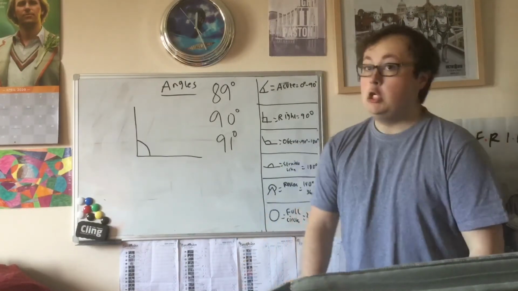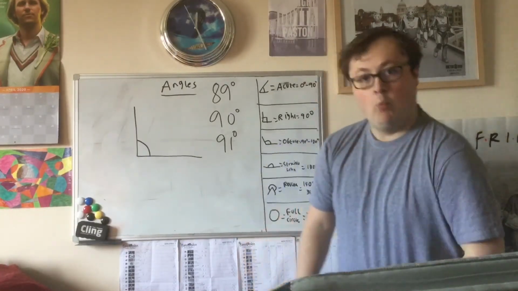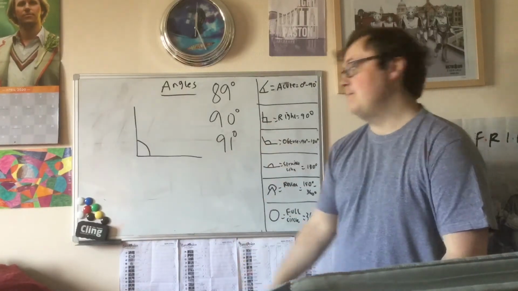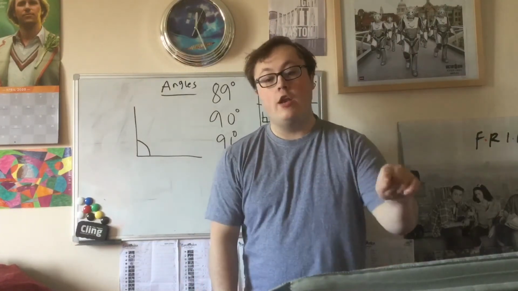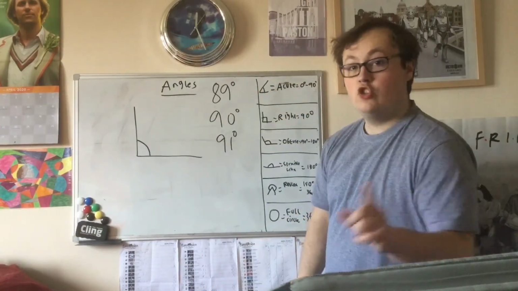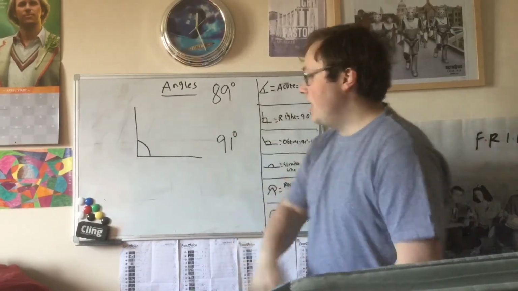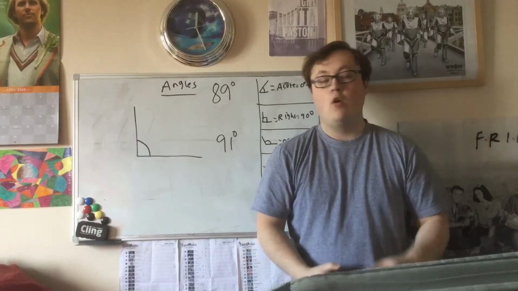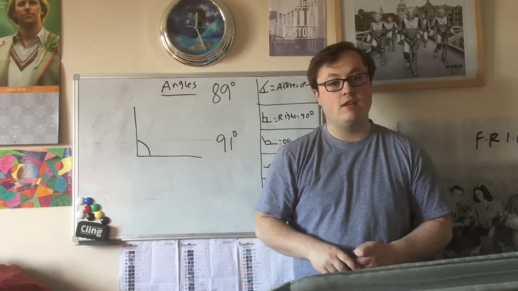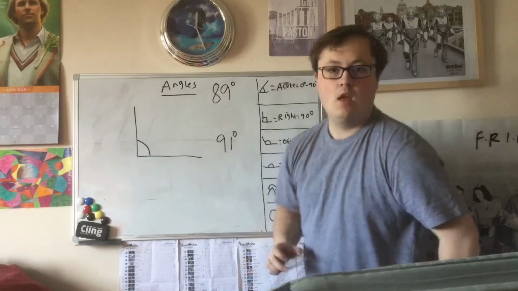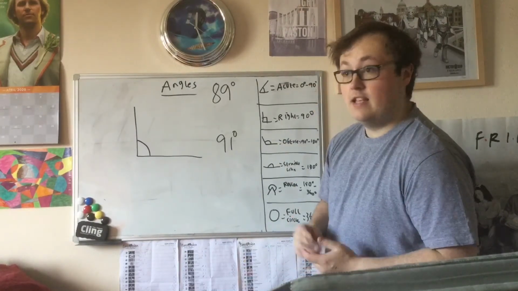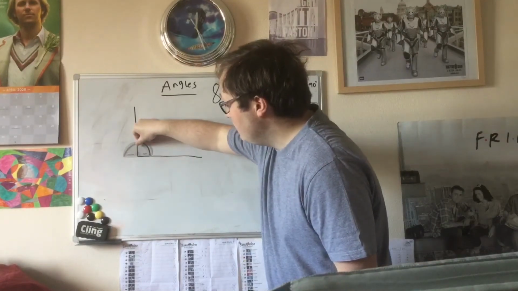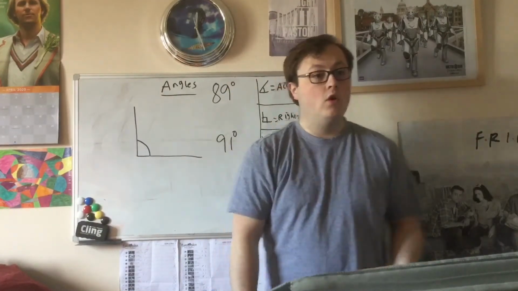People say if it looks right, it must be right. But what do right angles have? They have squares in them. Is that a square? No, it's not. And because that's not a square, we can rule out the 90-degree option. Now, who's right? 89 degrees or 91 degrees? Well, there are two ways you can do it. You could either just get your protractor, line it up, and get an accurate measurement from there, or you can just look at it.